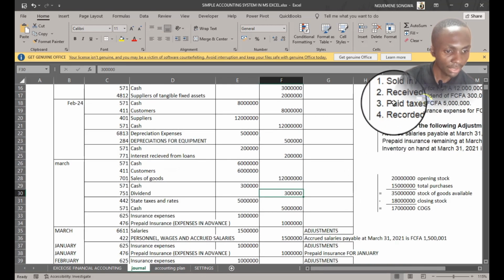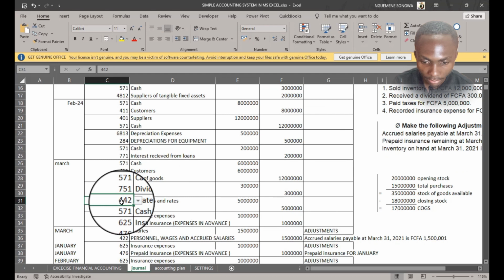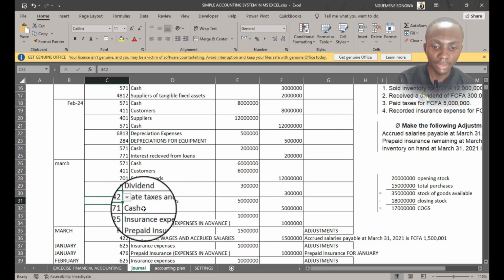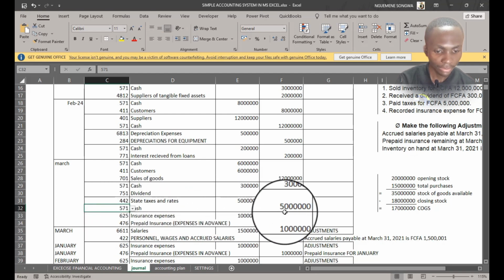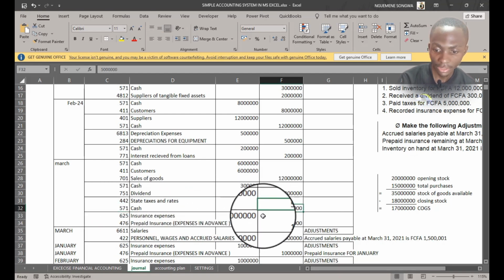The next one is pay taxes for 5 million. So here we will debit the state tax account, and then we will credit the means of payment, which was cash.